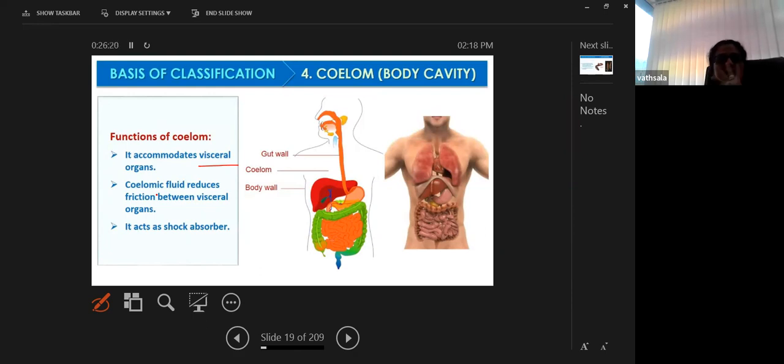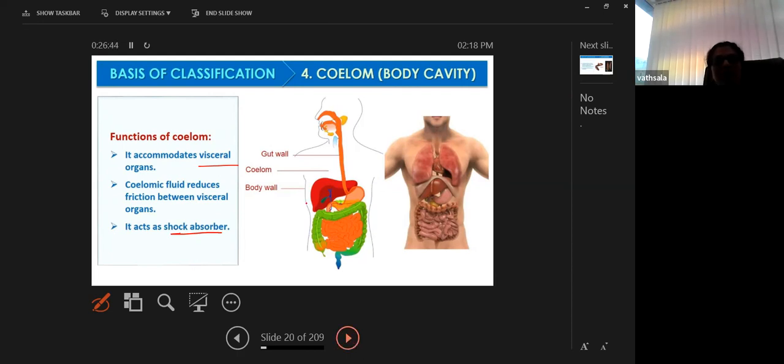So whenever there is a jerky movement, they prevent damage to the delicate organs of the body. Similarly, coelomic fluid reduces friction between the internal organs. So coelomic fluid acts as a shock absorber. So these are the 3 important points with respect to the functions of coelom.